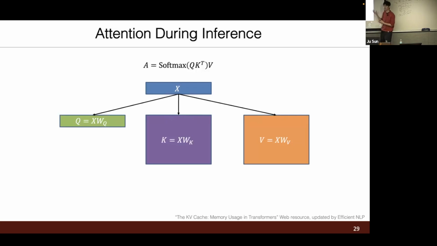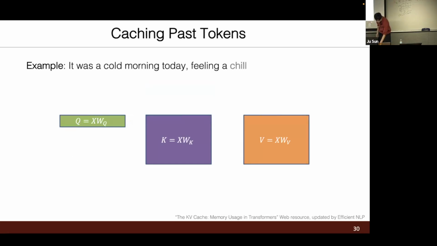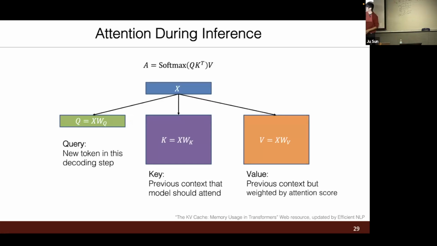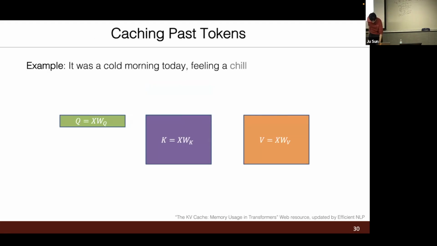But just like I previously analyzed, in practice during the decoding stage, we commonly use a KV cache trick to reduce recomputation. So in practice, the query is a vector, and the K and value are matrices. The query only contains the information of the new token in this decoding step. And the K and value store the information of all previous context that the model should attend to.